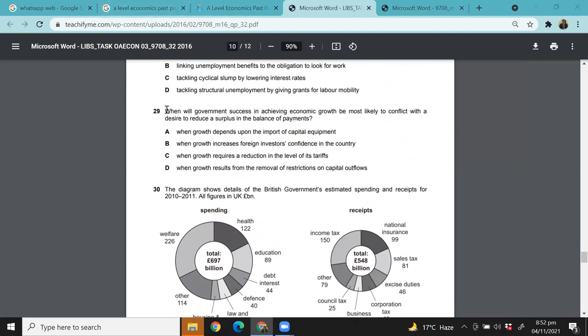Great. When will government success in achieving economic growth be most likely to conflict with the desire to reduce a surplus in the balance of payments? When will government success in achieving economic growth be most likely to conflict with the desire to reduce a surplus in the balance of payments? Whoa, that's a complicated one. Economic growth.